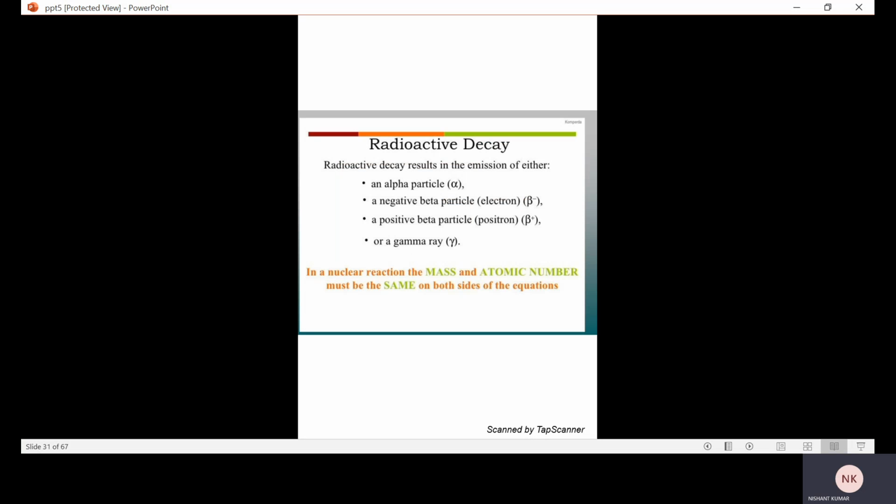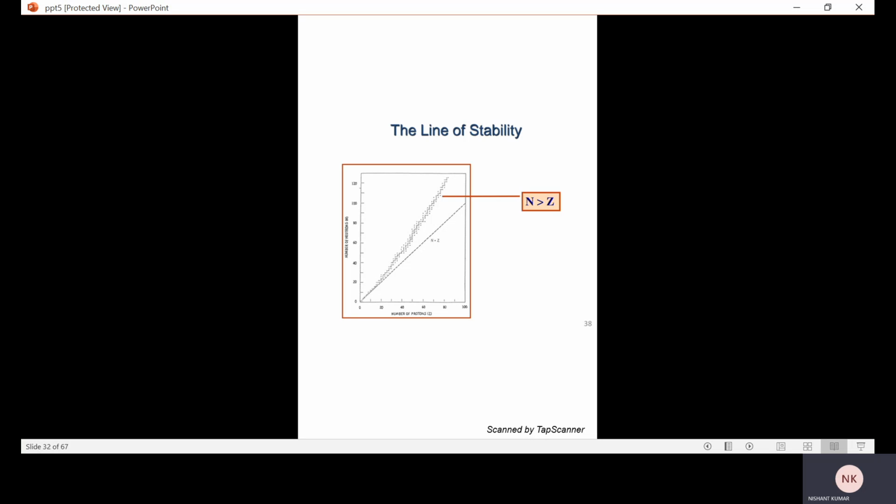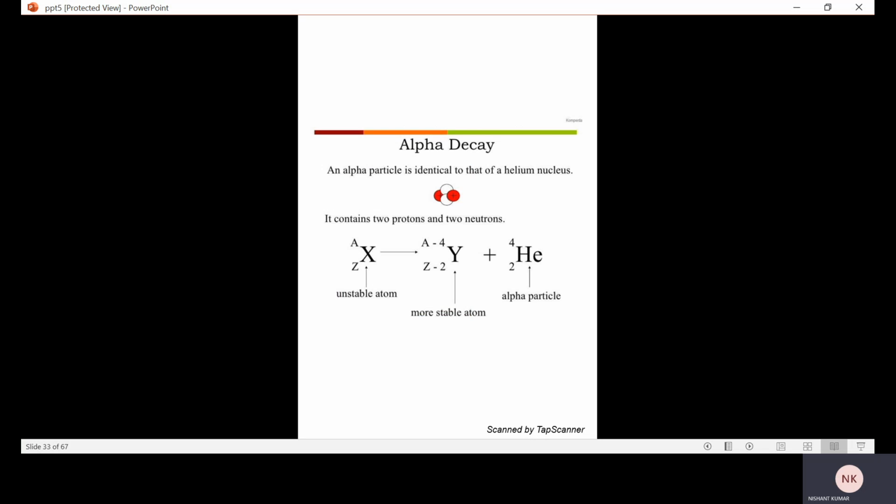One point to note here is that the mass number and atomic number must be the same on both sides of the equation. This means the mass and atomic number are not destroyed in a nuclear reaction. Line of stability. The given upper line is a line of stability. Those atoms which fall on this line are more stable.